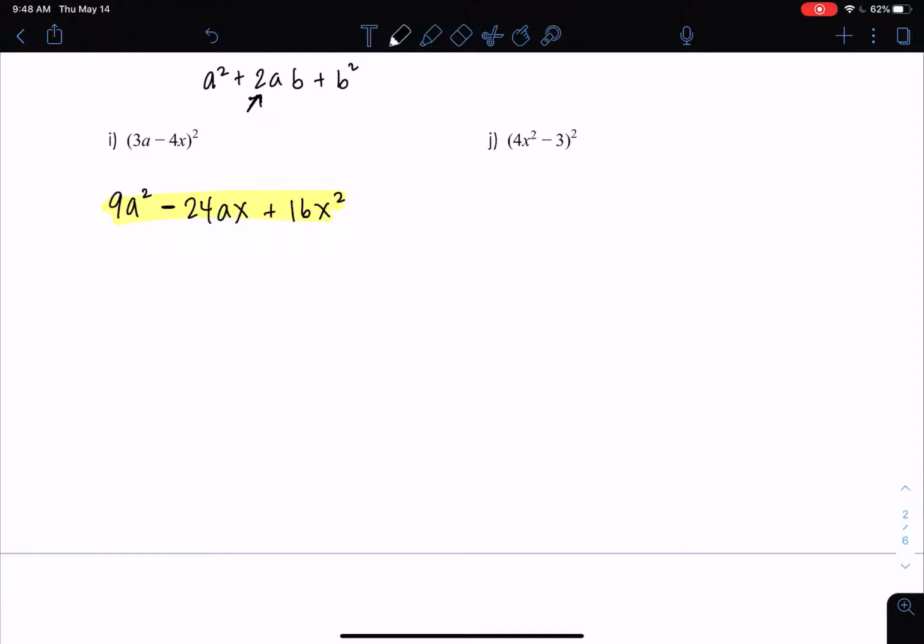Let's try the next one. Pause the video and try it yourself if you got the hang of it. So our first term is going to be 16x to the 4th. Our middle term is 4 times negative 3, which is negative 12, times 2, which is again negative 24. Notice the signs match. And then we're copying down our variables, which in this case is x squared only. Next, we're going to square the last term, so plus 9, and we are done.